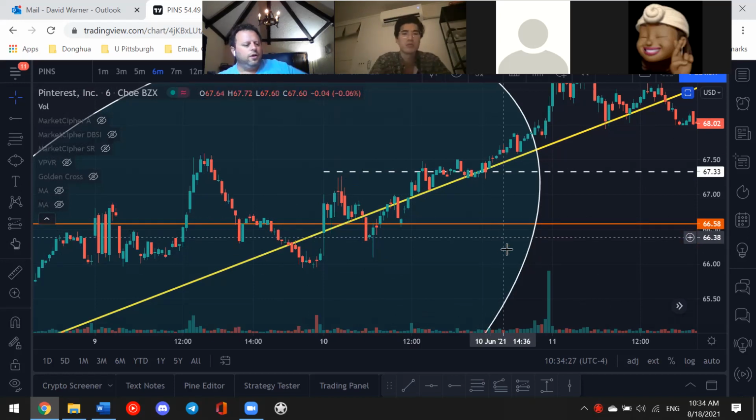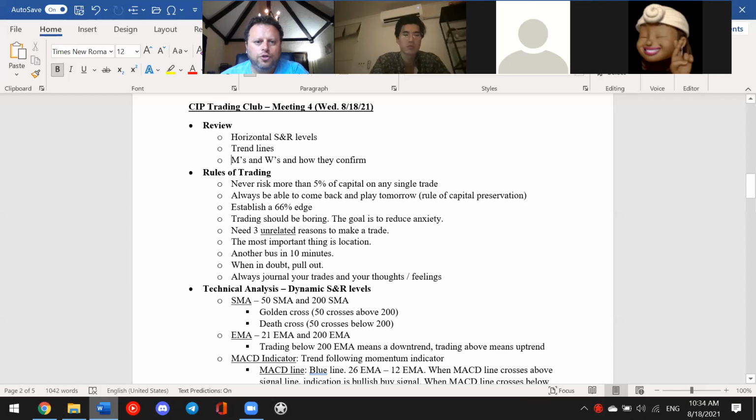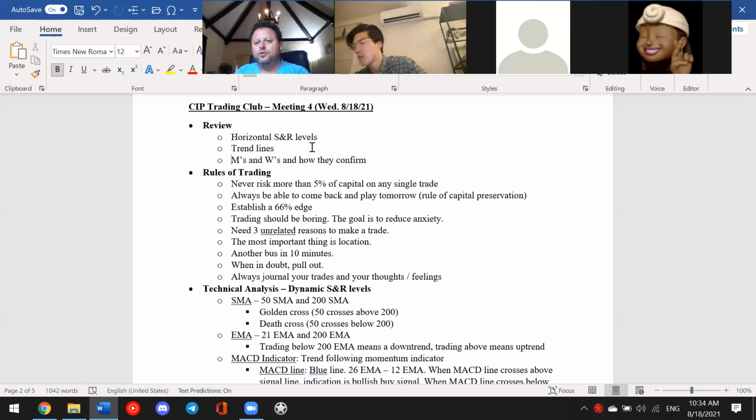So that's kind of what we did so far. Those were the big 3 things we did. The horizontal levels, where you'd label them on the weekly, daily, and 4-hour. The trend lines, where you would connect the bottoms, not the tops. You connect the bottoms of the candles to give us a diagonal floor and ceiling. And then the M's and W's, so we have an idea of whether this thing is going up or going down, the confirmed M's and W's.